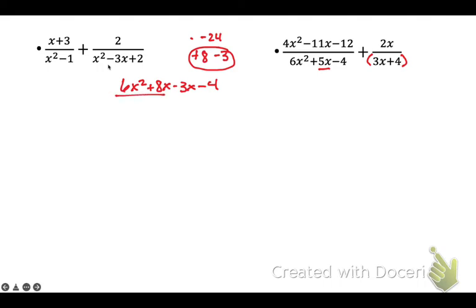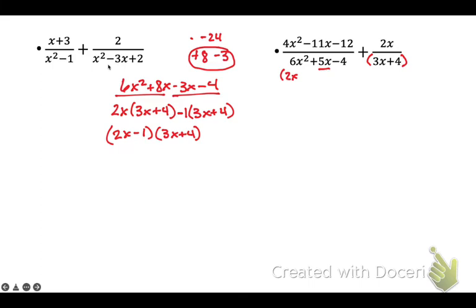What do these two have in common? 2x. So you have 3x + 4. What do these two have in common? Negative 1. And so I have 3x + 4. So it factors to (2x − 1)(3x + 4).